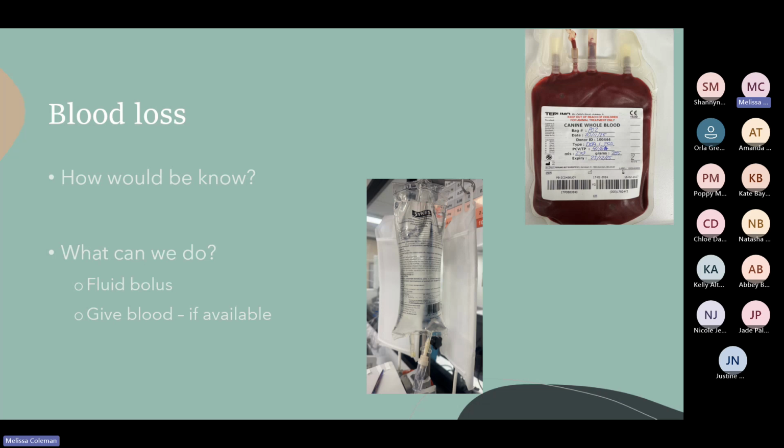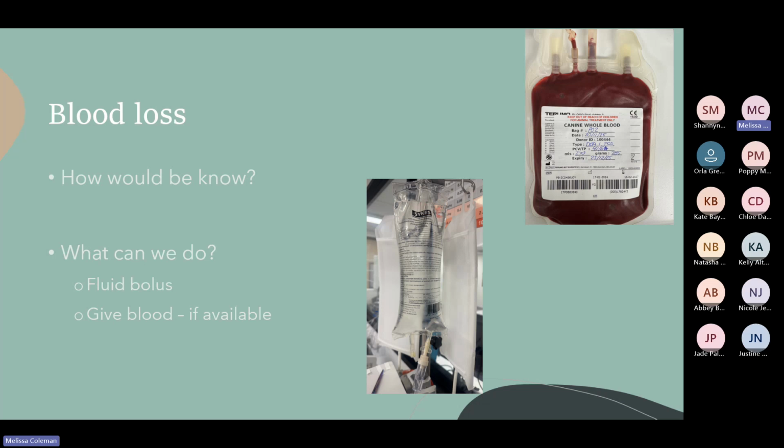To get you by, you can put lots of Hartmann's in, but eventually you're just going to dilute the blood down, and then your PCV will drop lower, and then your oxygen carrying capacity will decrease. So you just need to have that in mind.